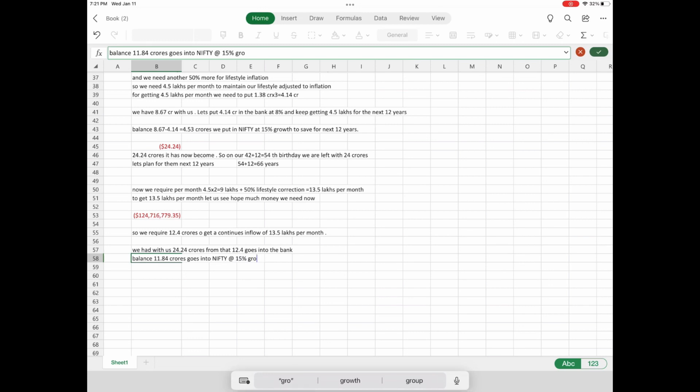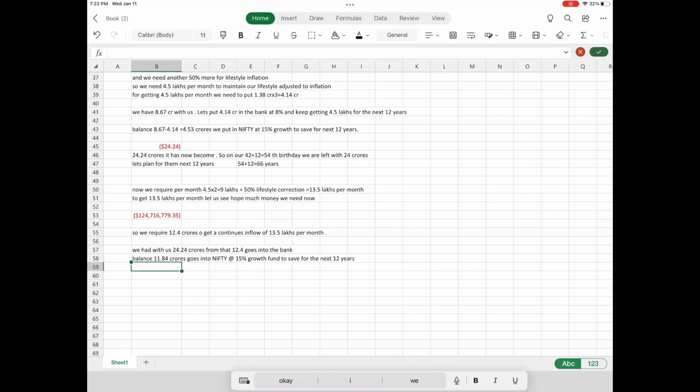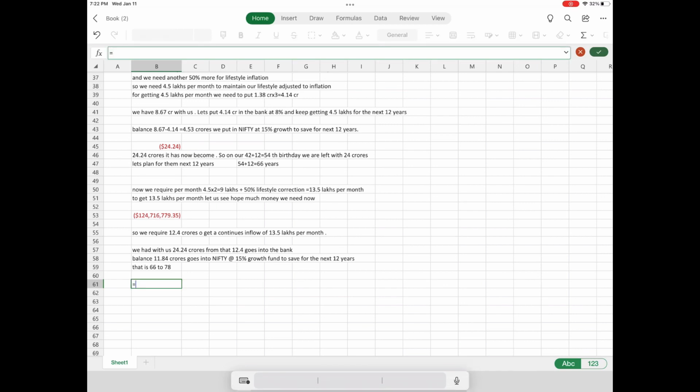So if you put 11.84 crores again into Nifty at 15%, by the time you are 90, you are going to get a big fortune when you are 90 years old. You may not require that fortune, so that's why it probably may be a good idea to put more of it in the bank and spend it off. So we are now calculating from 66 to 78. You can check from 66 to 78.